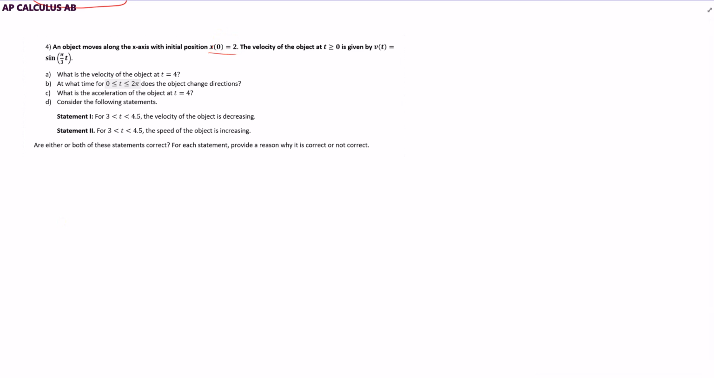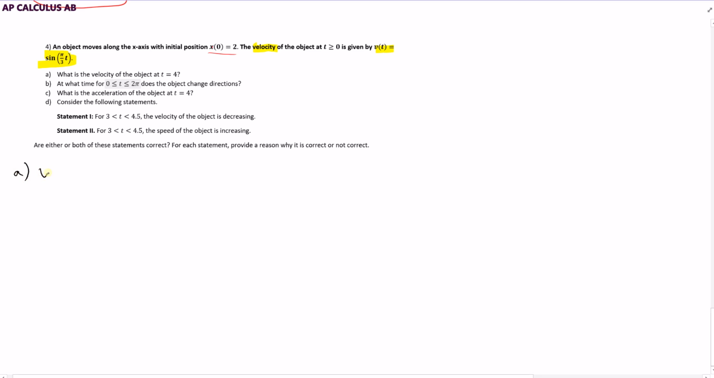The velocity of the object when t is greater than 0 is given by v of t equals sine of pi over 3t. We are given the velocity function, right? This is a velocity, okay? Question A asks us, what is the velocity of the object at t equals 4?